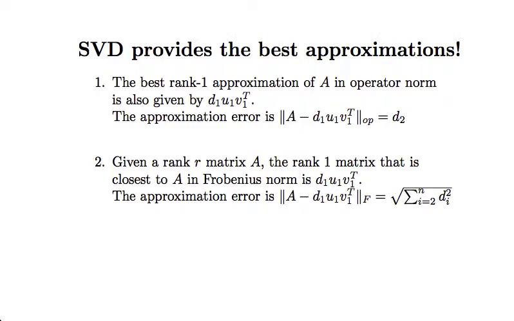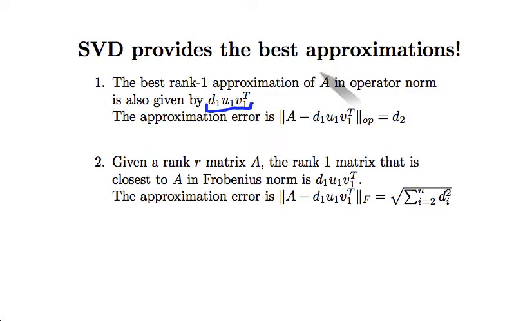Okay, let me make that a little clearer. The best rank 1 approximation of A in operator norm is given by D1 U1 V1 transpose, right? So let's parse that a little slowly.